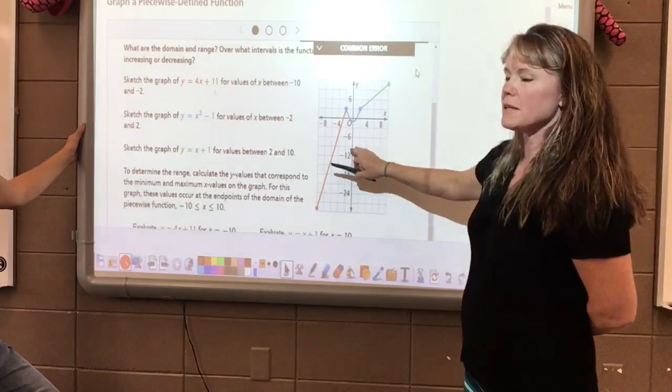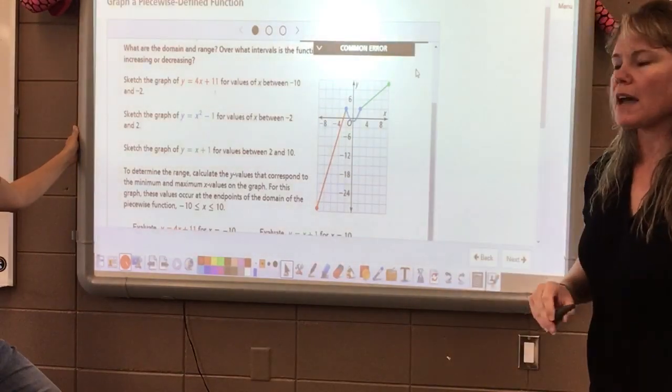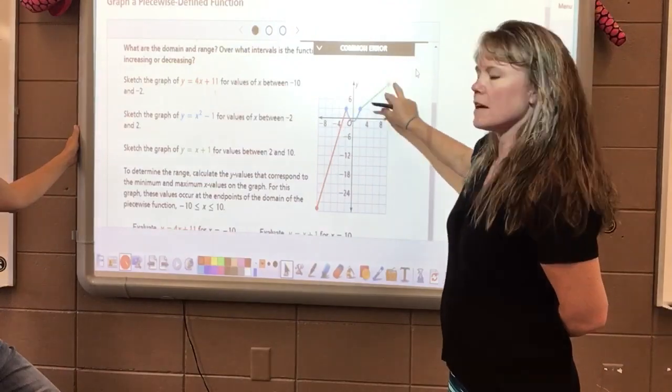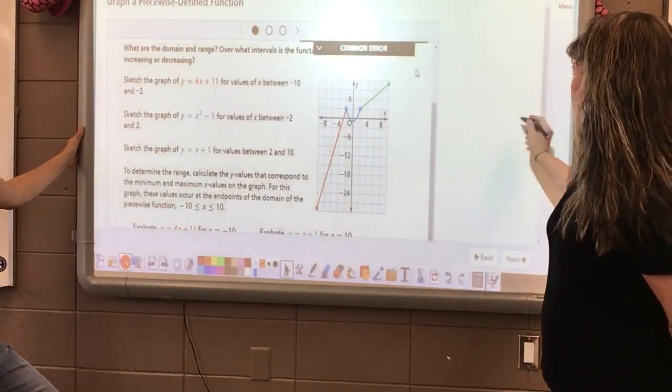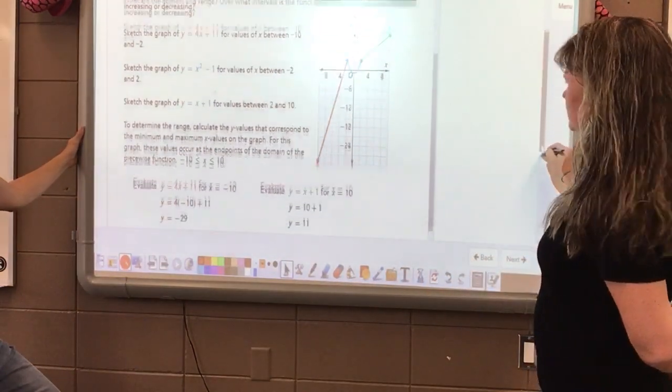And now these can be done on Desmos. We may have another little video about that. You can do these pieces on Desmos if you want, but it's just a little tricky notation is all.